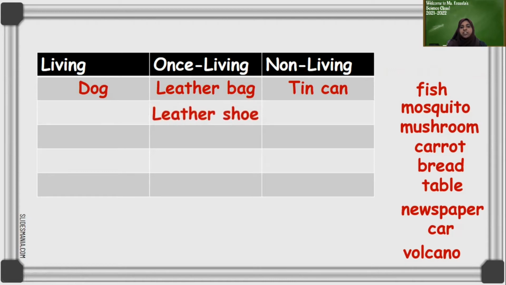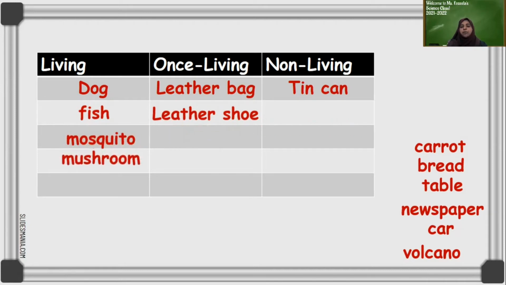Next one, fish. Yes, living. What about mosquito? Yes, it's an insect, right? So it's living. What about mushroom? Yes, it is living. What about carrot? Carrot is once living because you took it out, right? Before, if it's along with the plant, it's living. But if you take it out, it's once living. What about bread? Yes, once living because the flour came from the wheat plant, right? Which is converted into bread.